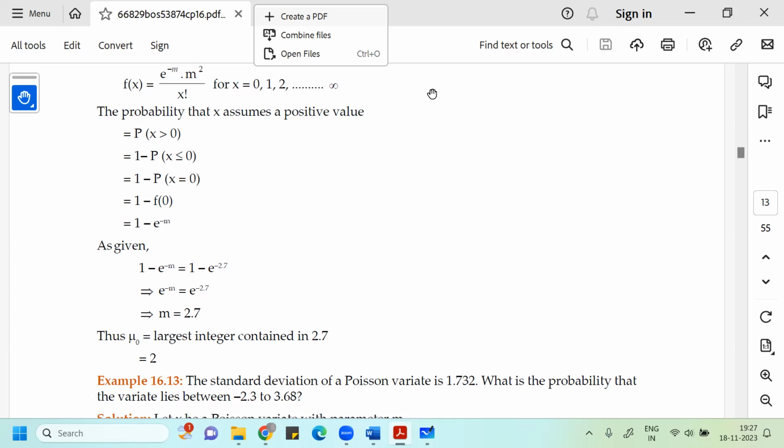The standard deviation of the Poisson variate is 1.732. What is the probability that the variate lies between minus 2.3 to 3.68? How will you do this?